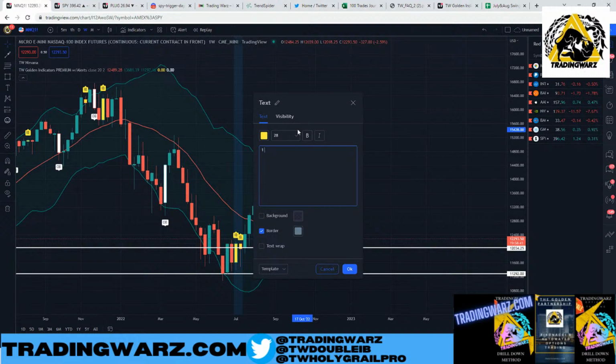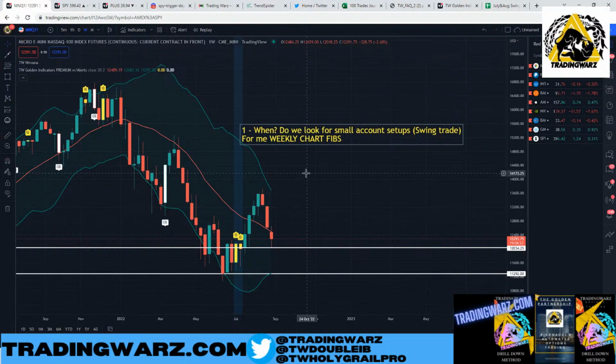So let's talk about this. When do we look for small account setups? This right here is from a swing trade perspective. For me, the weekly chart fits. If I'm going to do a small account challenge, because I have to risk a lot of the account, I need to make sure that I have a setup that is quality. And for me, the best setups come from the weekly chart for a longer term play. So I always start with the weekly.